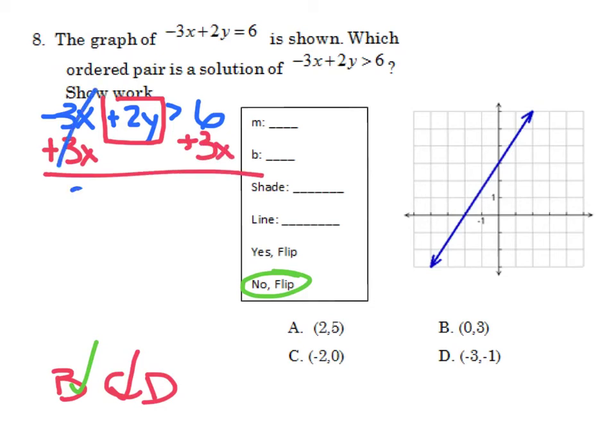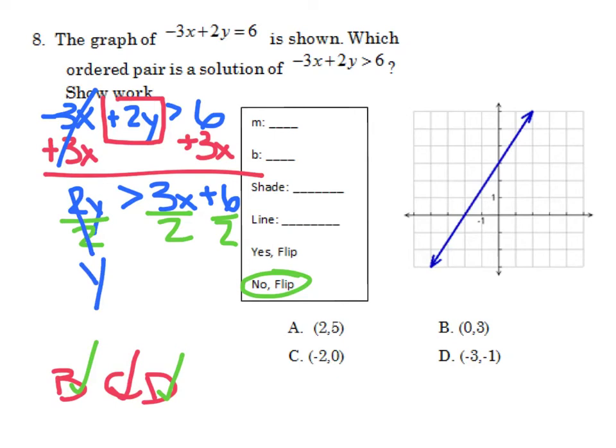So I end up with 2y is greater than 3x plus 6. Now I need to divide everything, right? D for divide everything by 2. Those cancel out to positive y is greater than 3 over 2x, because you can't reduce that, plus 6 divided by 2 does reduce to 3. Now that I have all that information, let's write what we have. The slope, 3 over 2. The y-intercept, 3. Now let's look at the inequality sign. The inequality sign is greater than or equal to.